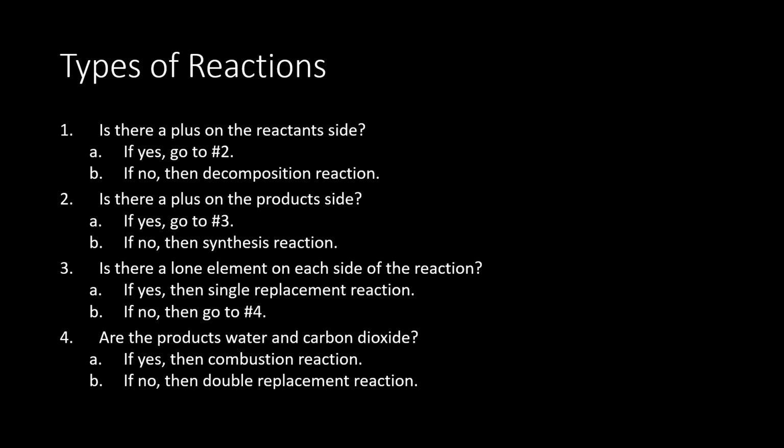This is a dichotomous key of sorts to help figure out what type of reaction you have. You can either look at those key identifiers: the single reactant, single product, lone elements, everything being a compound, or the products of carbon dioxide and water, or you can go through something like this key to help you figure out which type of reaction you're looking at.